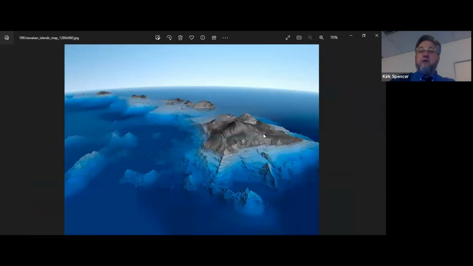This is an image just showing, when you look at the Hawaiian Islands, you're actually looking at the very summit of a very large volcano that's building up on the ocean floor.